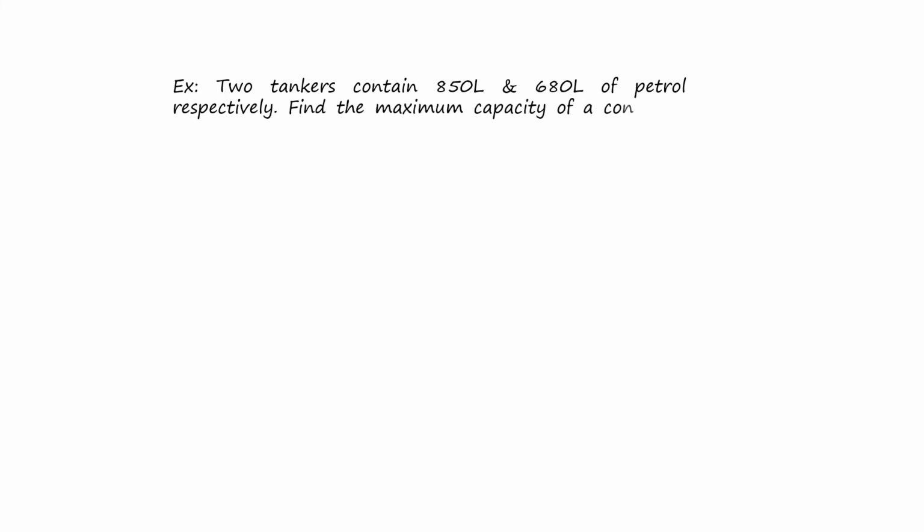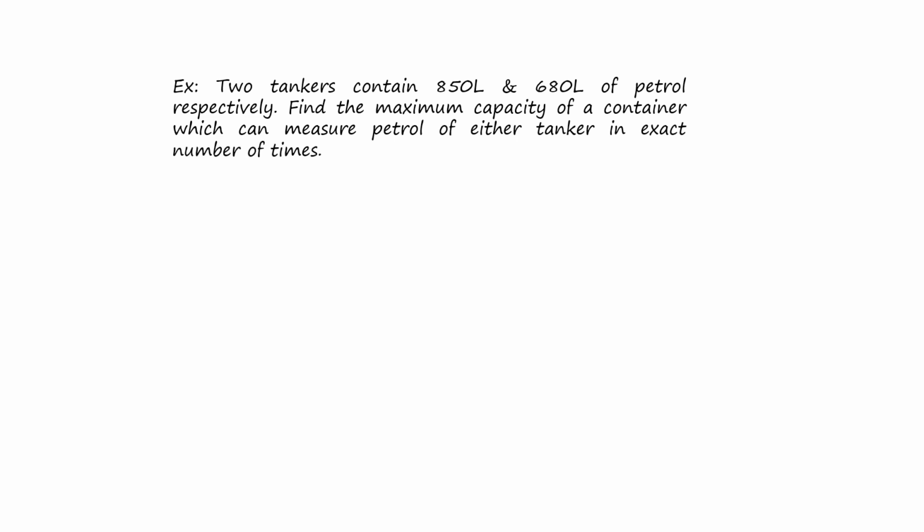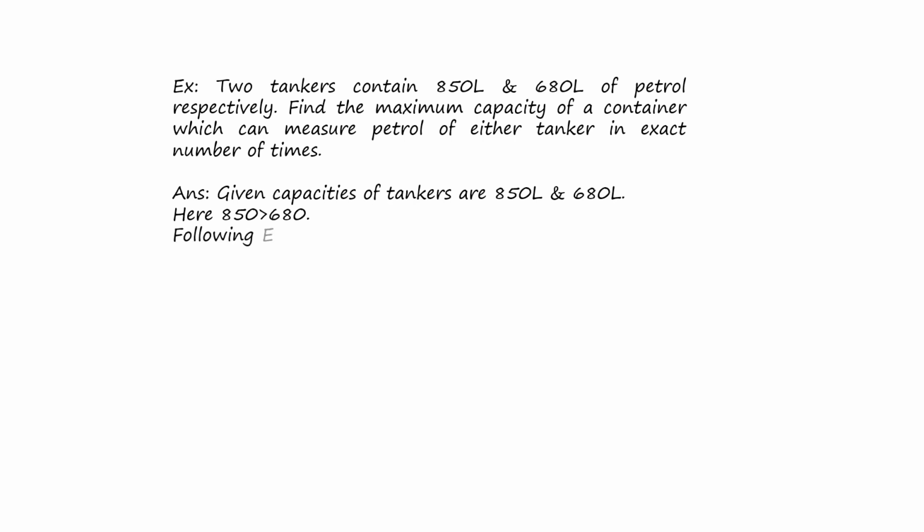Let's see a word problem. Two tankers contain 850 liters and 680 liters of petrol respectively. Find the maximum capacity of a tanker which can measure the petrol of either tanker in an exact number of times. The given capacities of the tankers are 850 liters and 680 liters. Here 850 is greater than 680.